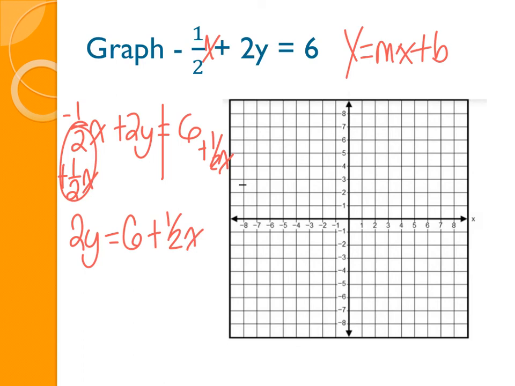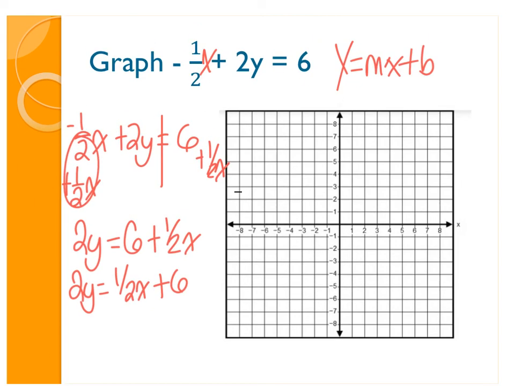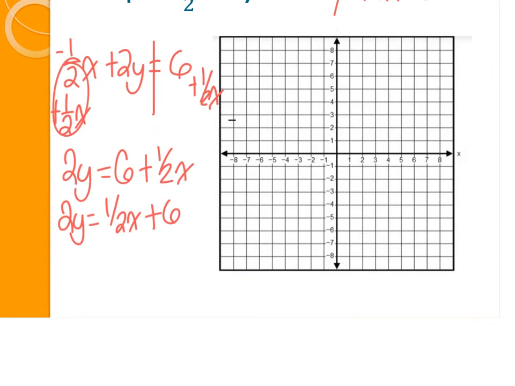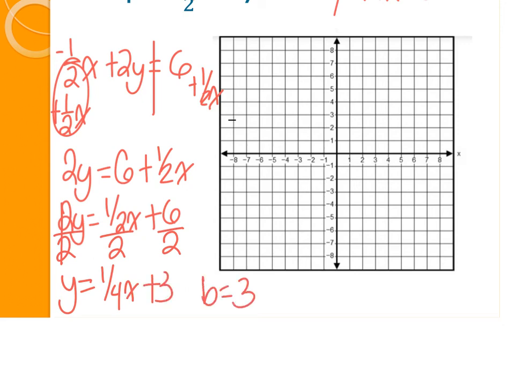I'm going to go ahead and put it in slope-intercept form. 2y equals 1/2 x plus 6. I need to get my y by itself, but the 2 is being multiplied by it, so the inverse of multiplication is division. So 2 divided by 2 is 1. I'm going to divide everything by 2. 1/2 divided by 2 gives me 1/4 x. 6 divided by 2 gives me 3. My b equals 3. My slope is 1/4.